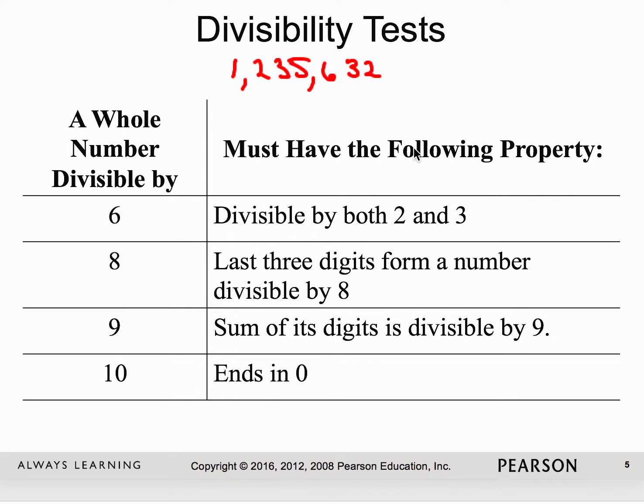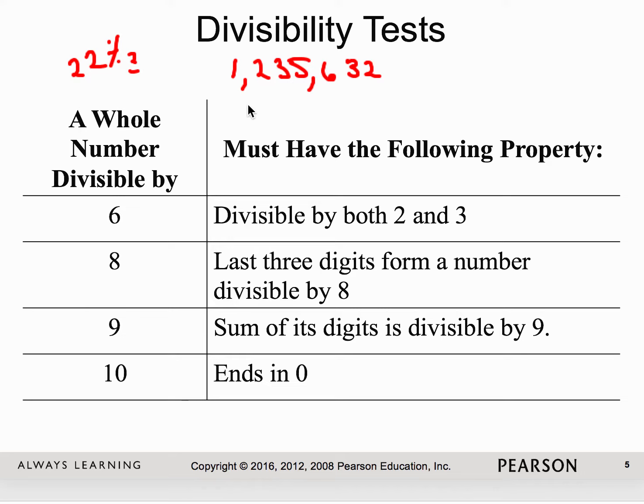1,235,632. And I want to know if this number is divisible by 2. Yes, it is because the last digit is divisible by 2. Is it divisible by 3? I don't know, but I can tell pretty quickly. Let's add these up. 2 plus 3 is 5 plus 6 is 11. Plus 5 is 16. 17, 18, 19, 20, 21, 22. Note the sum of the digits is 22. 22 is not divisible by 3, so this entire number is not.